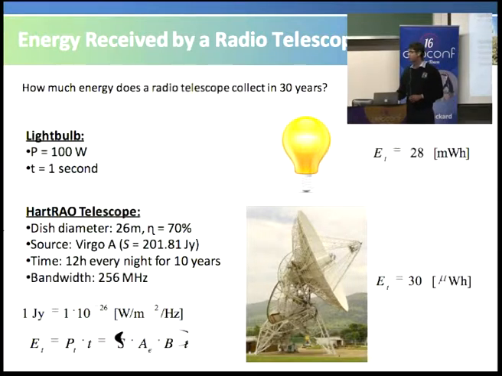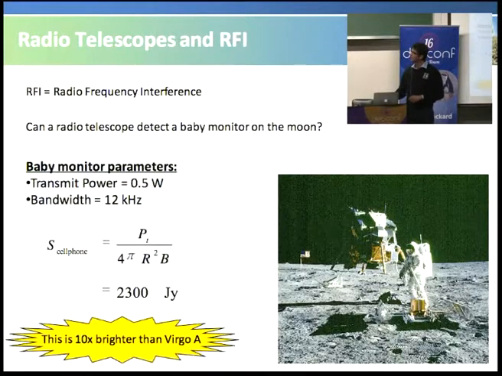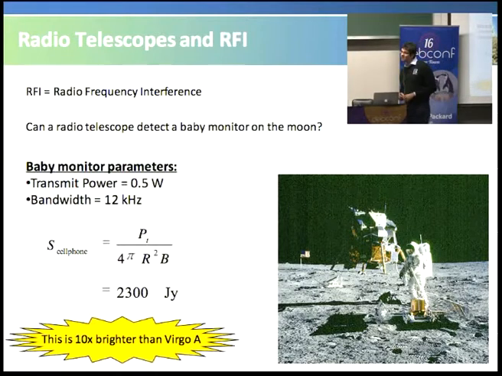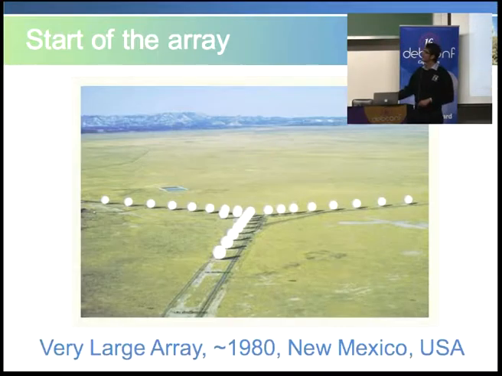The signals that we're trying to detect are really, really weak. What happens if you put a baby monitor on the moon? Could we detect that? Not only can we detect it, but it's 10 times brighter than the brightest source we observe. So if you walk next to one of these dishes with a cell phone, you blow them up, and they're really expensive, so we don't let people on site with cell phones.